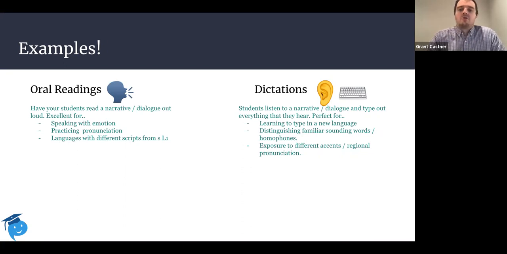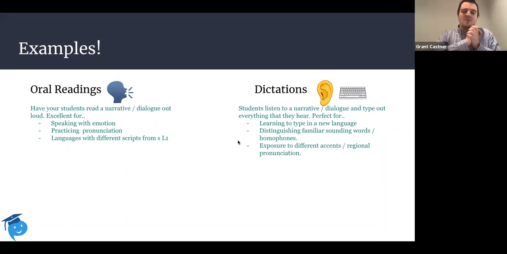And then of course, exposure to different accents and regional pronunciation, depending on where you are. Almost every language has areas where it is pronounced differently. So for example, in Chinese, sometimes they will say Zhongshan, sometimes they will say Zongshan, and it's the exact same word. You just have to know where they're coming from.